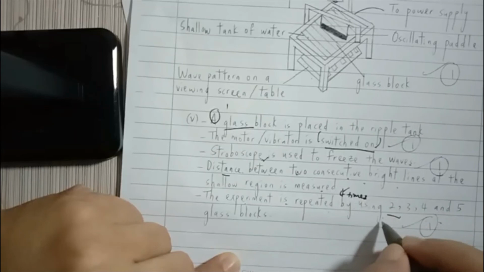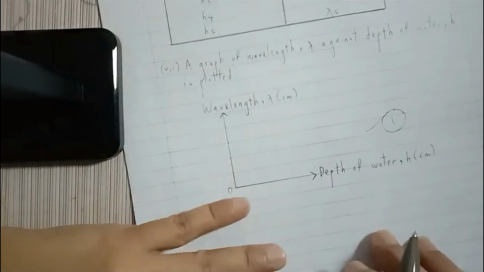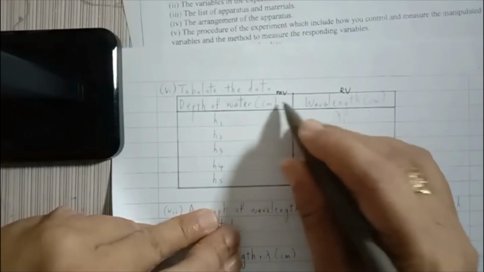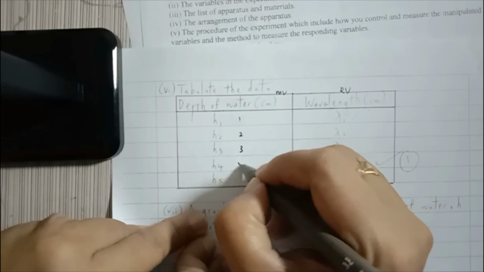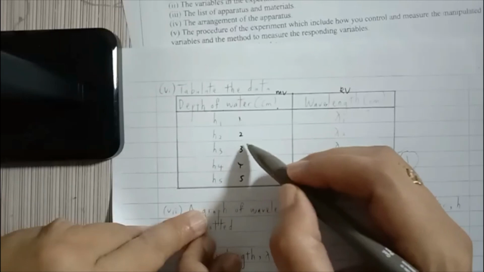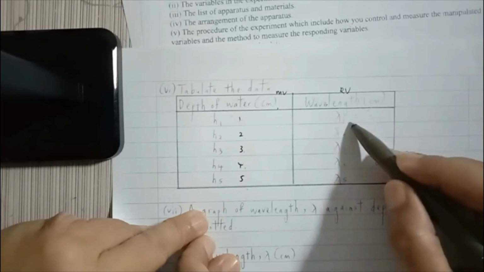Okay, and then data tabulation. You just sketch a table, 2 columns, 1 for MV, 1 for RV. MV is depth just now, MV, RV. So wavelength, put the unit. Okay, so for the depth, you can put number 1, 2, 3, 4, 5. Number of glass blocks also can, 1, 2, 3, 4, 5. Or you can put centimeter. For example, 1 glass block is 2 cm, so 2 cm, 4 cm, 6 cm, 8 cm, 10 cm. Now wavelength, you can leave it blank for this part.